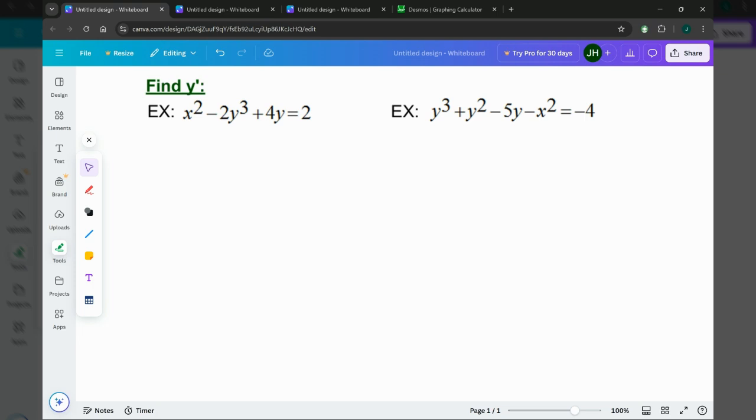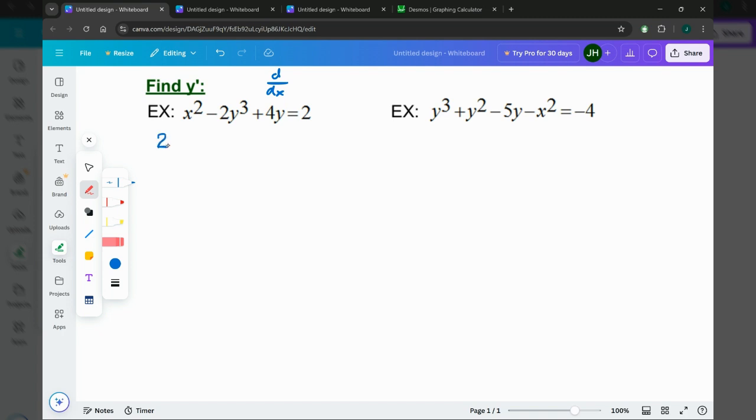We're going to talk again today about implicit differentiation. And this time, my implicit differentiation is going to involve equations. In the last video where I talked about implicit differentiation, we did expressions. And remember, we're taking the derivative with respect to x on all these problems. Okay? So what's the derivative of x squared with respect to x?